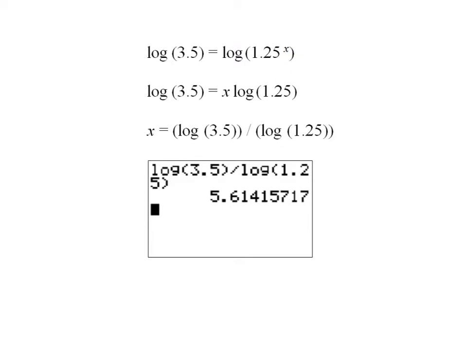Because of property 3, the right side of the equation can be written as x times the log of 1.25. Now we can use algebra to solve for x and find that x equals log of 3.5 divided by log of 1.25. So we can enter that information into our calculator, and we will find that x is approximately equal to 5.61416, just like the other calculator provided.